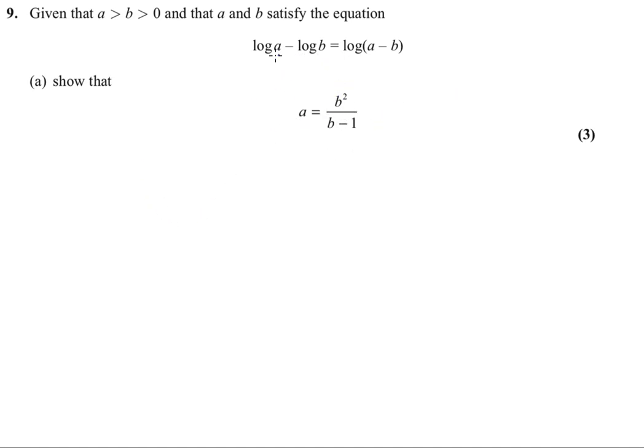So we're going to use our log rules, and the first log rule we're going to use is that if you are subtracting 2 logs, then you can use your division rule. And what we've now got here, we've got log of something has to equal the log of something else, which means they themselves have to equal each other.